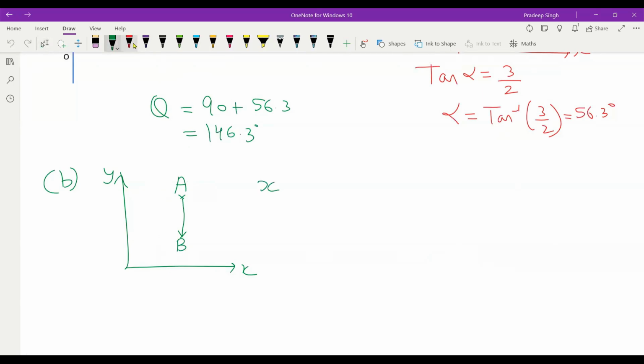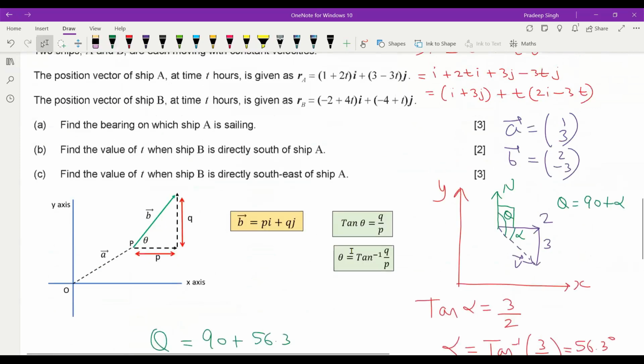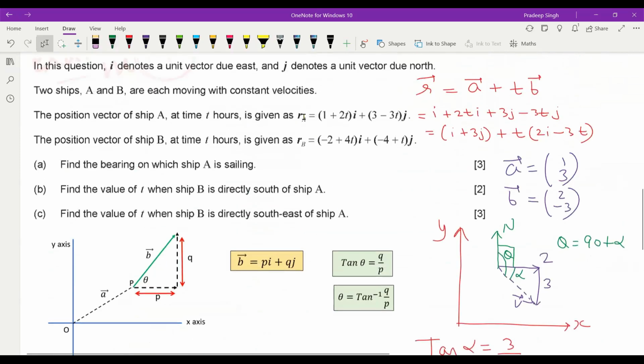The x coordinate for point A will be equal to the x coordinate for point B. And let's figure out the A and B's x coordinate. So we go back to the position vector equations. RA: 1 plus 2t is the x coordinate for ship A, and minus 2 plus 4t is the x coordinate for ship B. So let's equate.